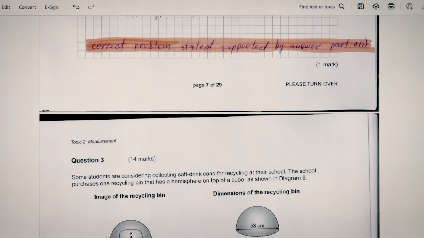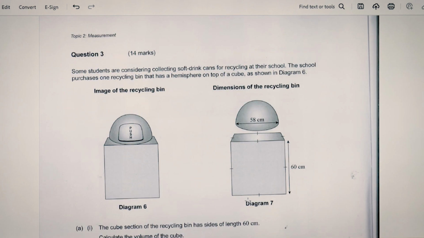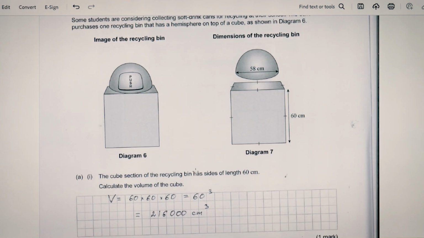All right. Moving to the third question. This one was a little bit more challenging for the students, because for the first two, the majority of the students did very, very well. So in question 3, some students are considering collecting soft drink cans for recycling at their school. The school purchased one recycle bin that has a hemisphere on the top and a cube, as shown in diagram 6, okay? And all the measurements are given here.